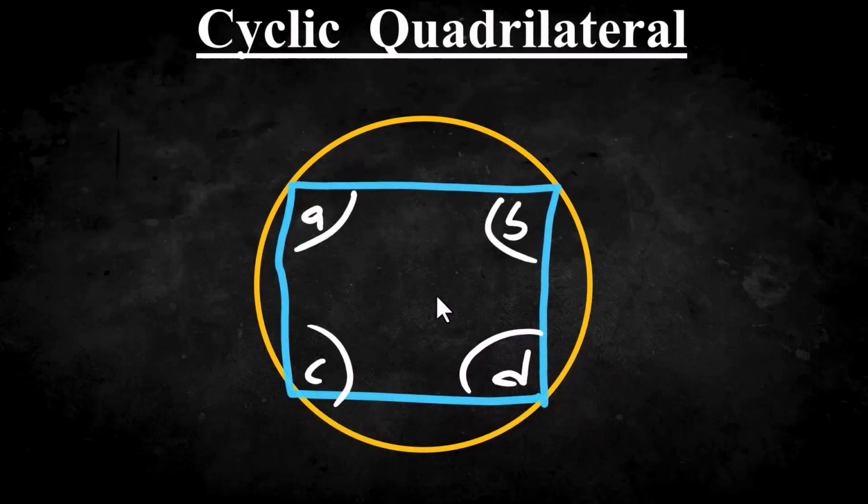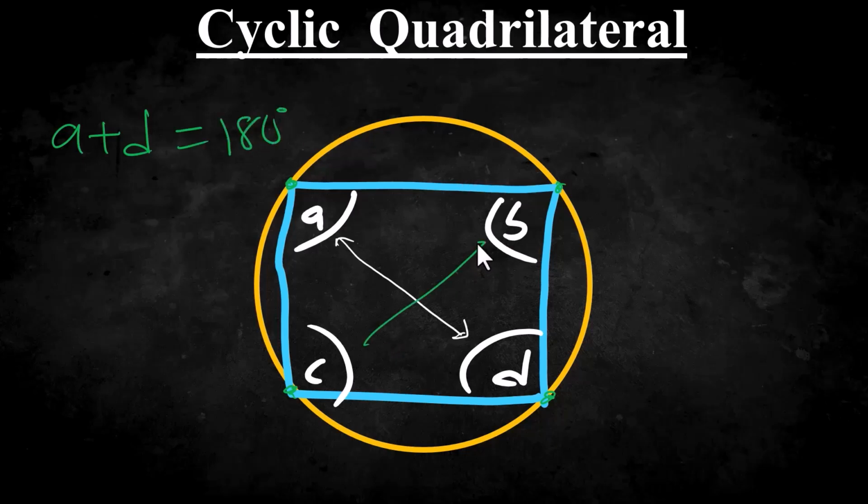Now let's talk about the cyclic quadrilateral. If we have 4 points of a quadrilateral touching the circumference, we call it a cyclic quadrilateral. Once that happens, the sum of the opposite angles adds up to 180 degrees. So A plus D is straight away 180 degrees, then B plus C is also 180 degrees. So this one is called a cyclic quadrilateral.